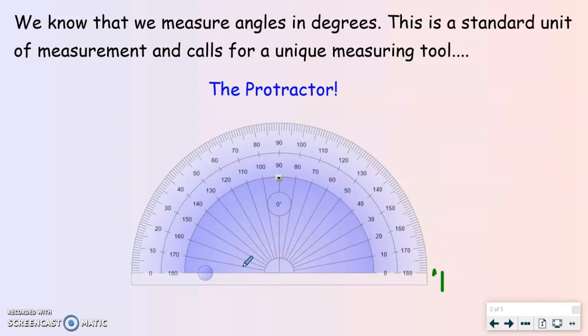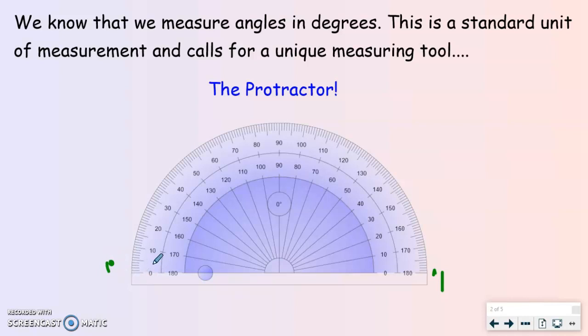So we have our center point, and we have our numbers, and all these tiny little lines up here, okay? So you might think, well, it looks like a ruler, right? It's like a bent ruler. These are representing each degree, okay? So if I come all the way down here, there's 0 here, and then this tiny little line would represent 1 degree, all right?